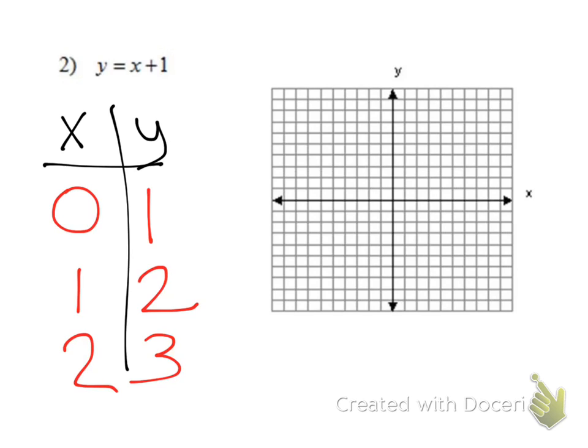So left and right 0, up 1, right 1, up 2, right 2, up 3. Now if you used M and B, M would be 1 over 1, B would be 1. You'll end up with the same 3 dots. Connect them, arrows on the ends.